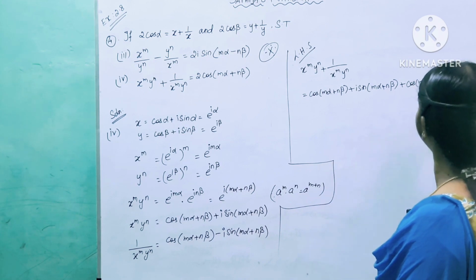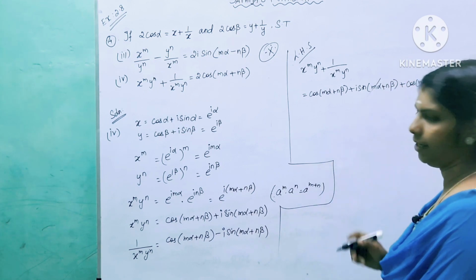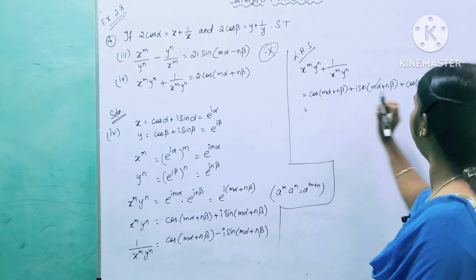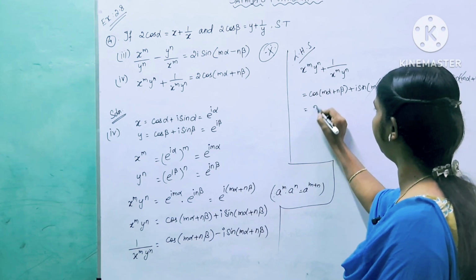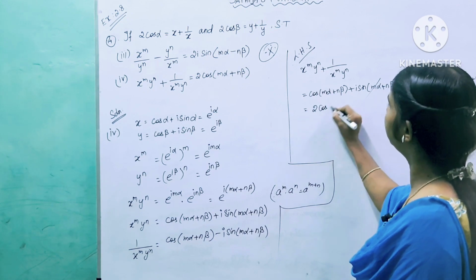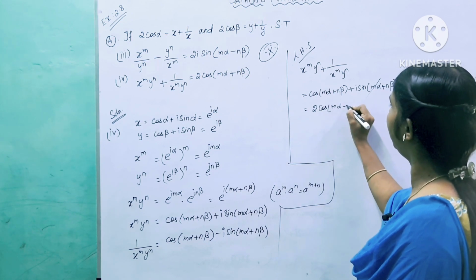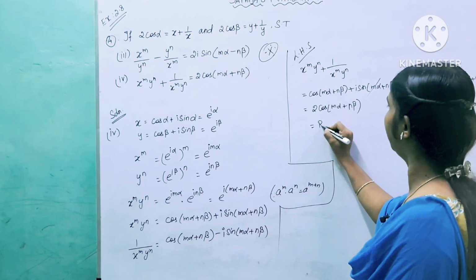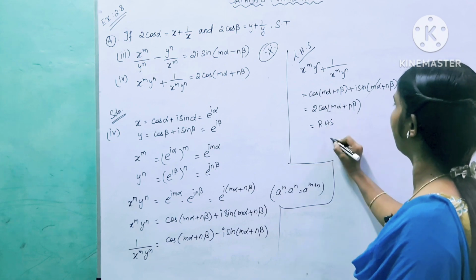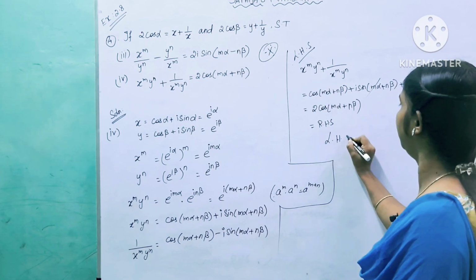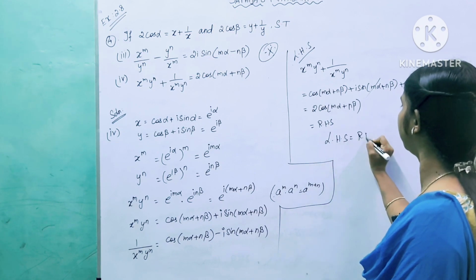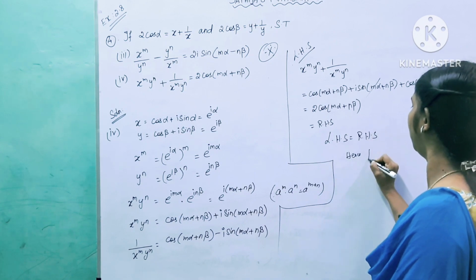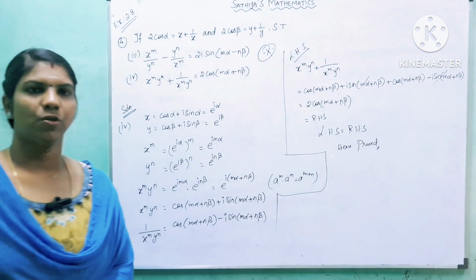So plus I sin and minus I sin get cancelled. So cos m alpha plus n beta plus cos m alpha plus n beta is 2 cos m alpha plus n beta. This is our RHS. Therefore LHS equal to RHS. Hence proved.